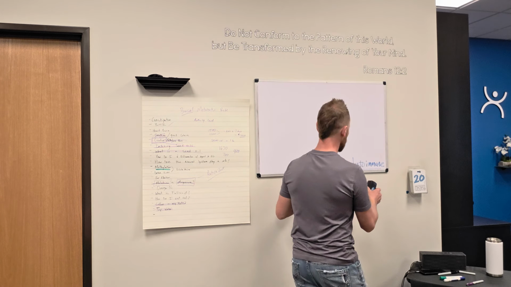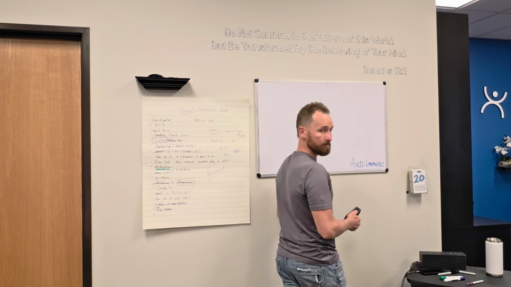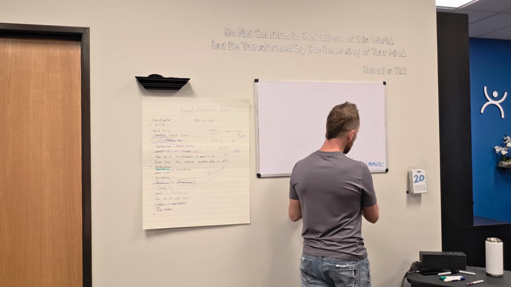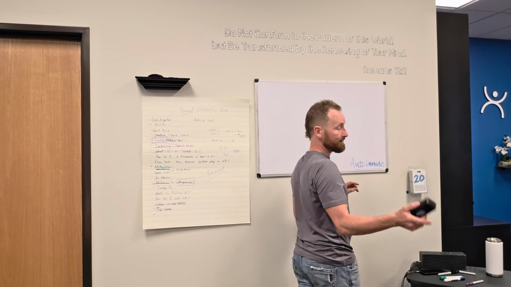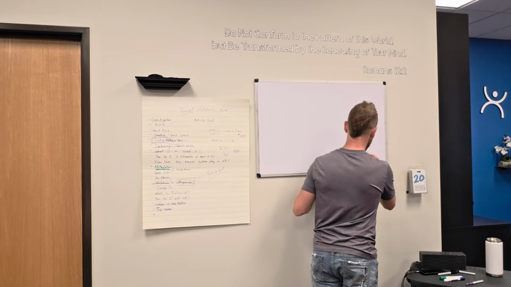Okay. On the count of 3, everybody's going to say BS, okay? Ready? Autoimmune disease is 1, 2, 3. Yes. That's right. How'd you guys know that?